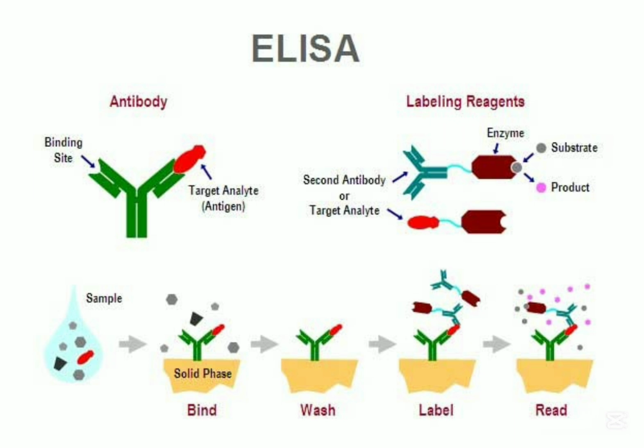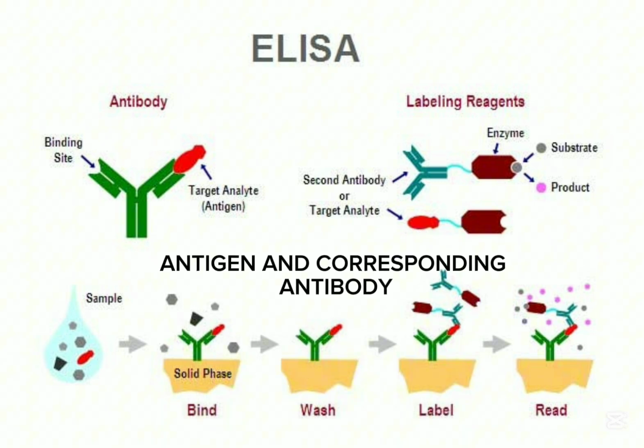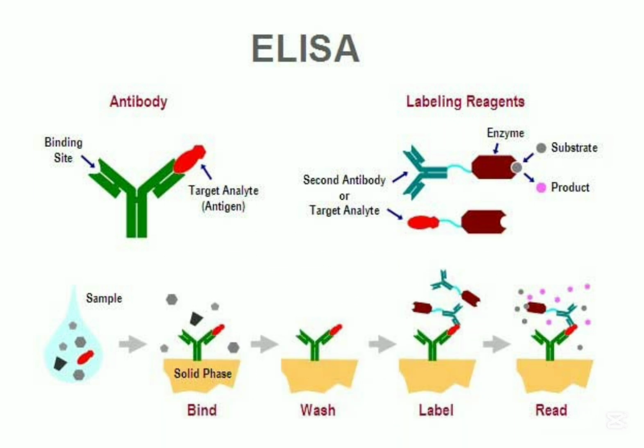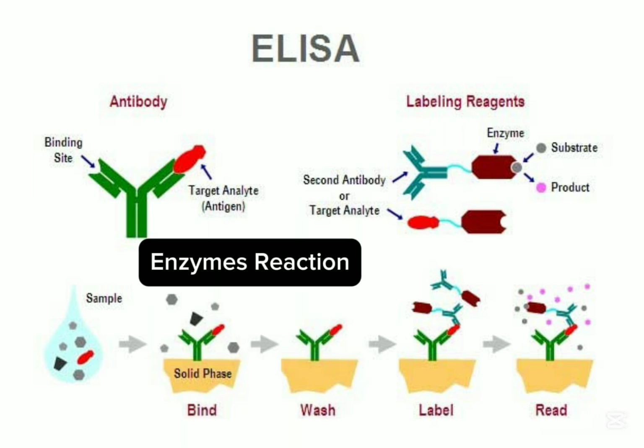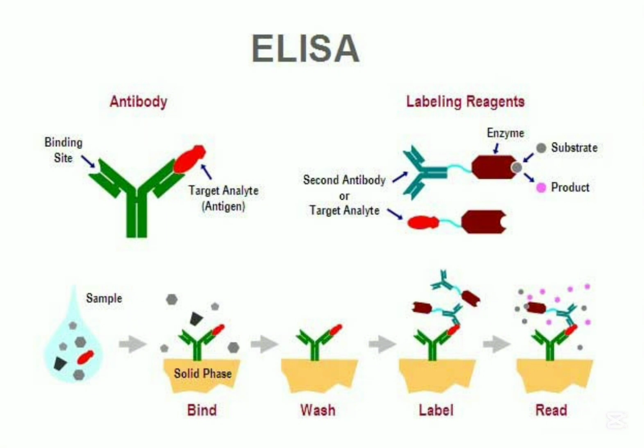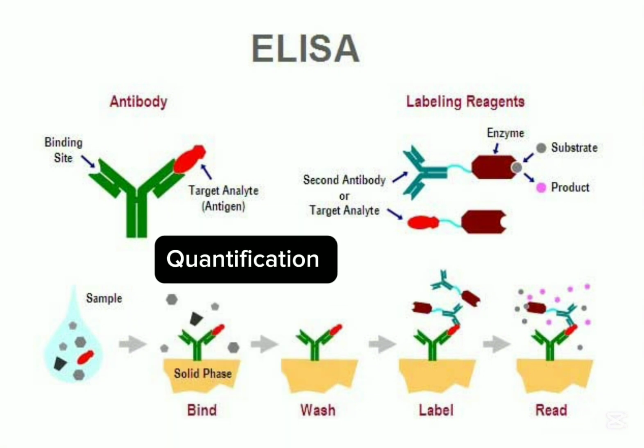This is a technique widely used in laboratory methods to detect and quantify substances such as proteins, hormones, antibodies, and antigens. The basic principle of ELISA is based on the specific interaction between an antigen and its corresponding antibody. How does it work? First, there is specific binding, whereby antibodies bind specifically to antigens and vice versa. We have the enzyme reaction: the enzyme linked to the antibodies produces a detectable signal, a color change or fluorescence. We have quantification: the signal is measured and correlated to the concentration of the target.